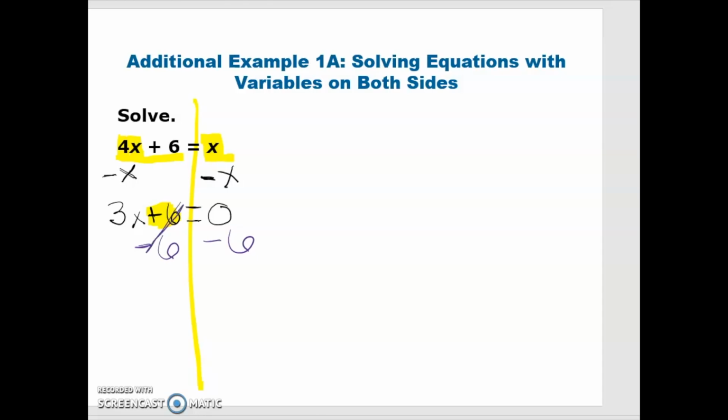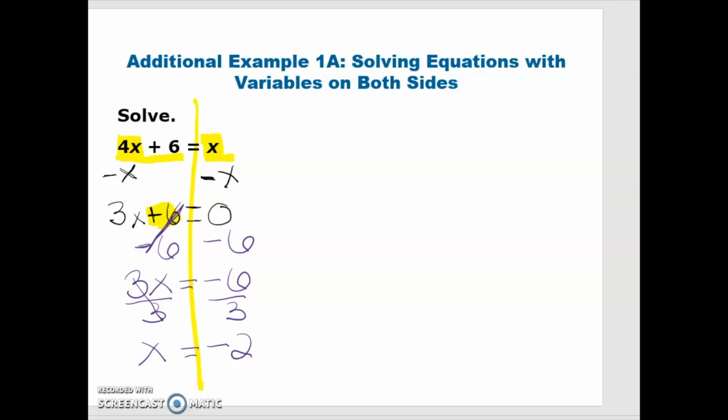So my 6's go away. I have 3x equals 0 minus 6 is negative 6. Now I have multiplication. The opposite of multiplication is division. I'm going to divide by 3. 3 divided by 3 is 1. So I'm left with x. Negative 6 divided by 3, negative 2.